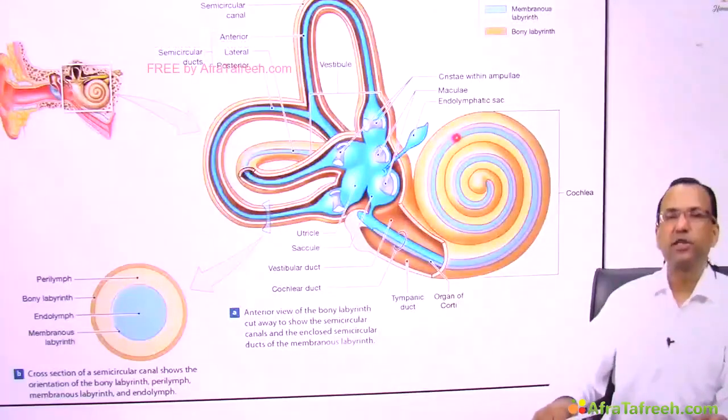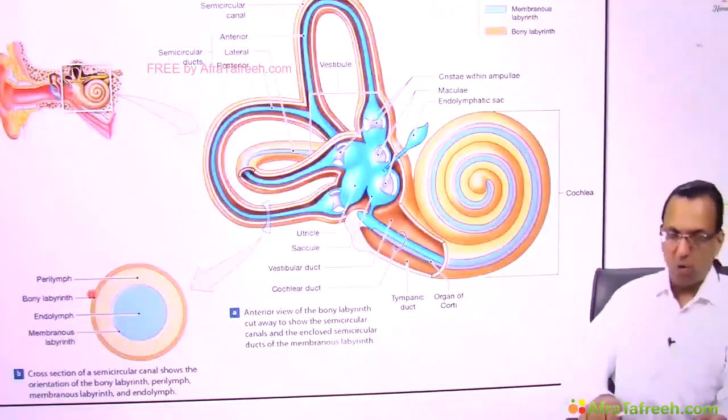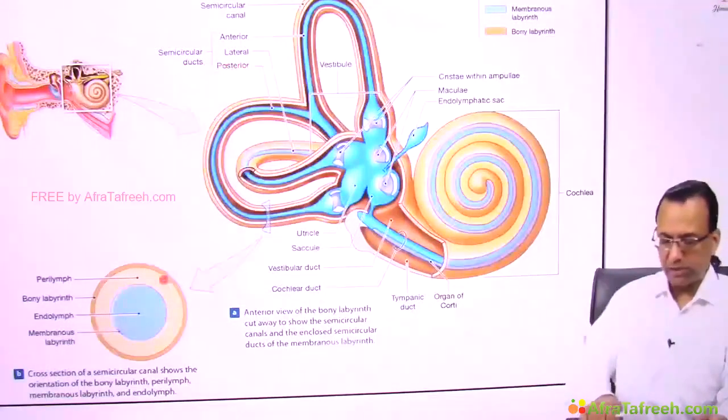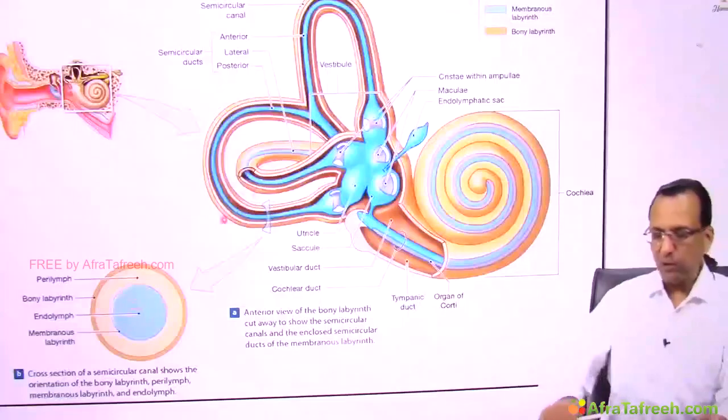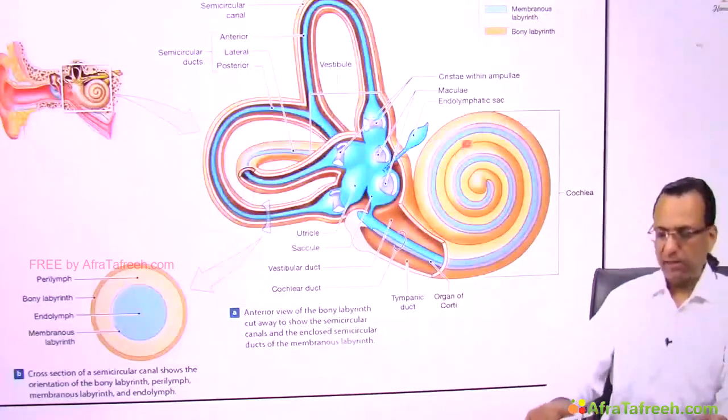Actually, the arrangement is such that outside is bone, and then what is inside? Perilymph, and what is inside? Membranous labyrinth, and what is inside? Endolymph. Let us make a diagram for that. But understand that outer is bony labyrinth and inside is membranous labyrinth.